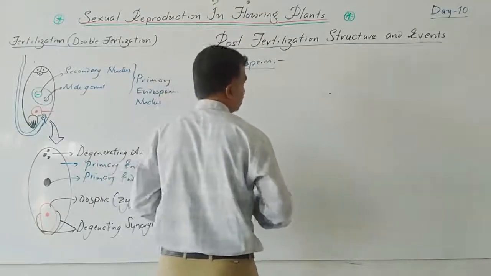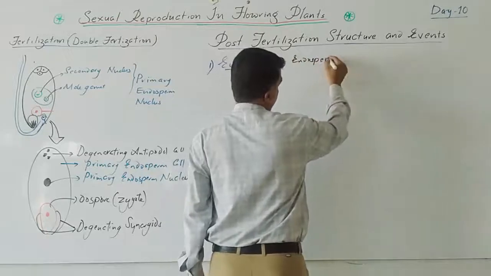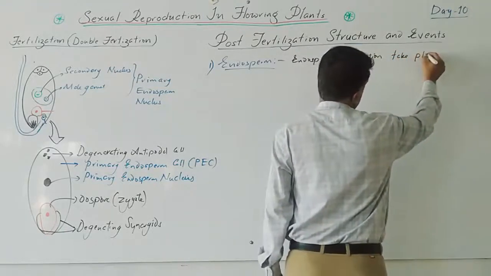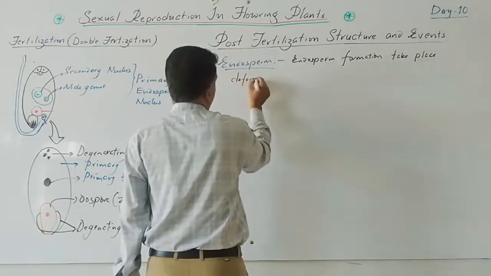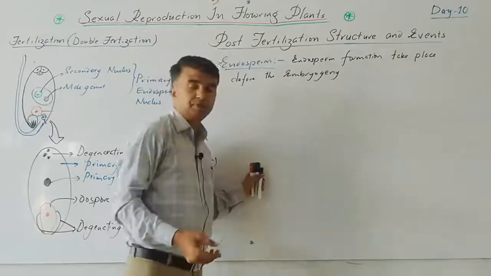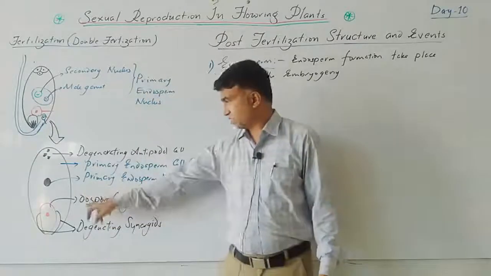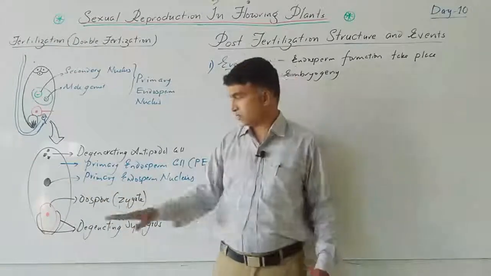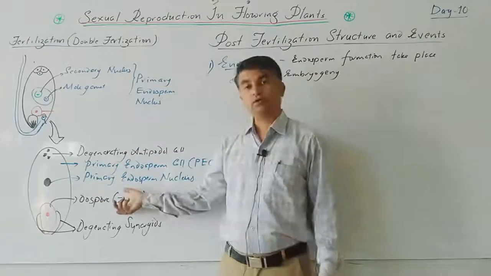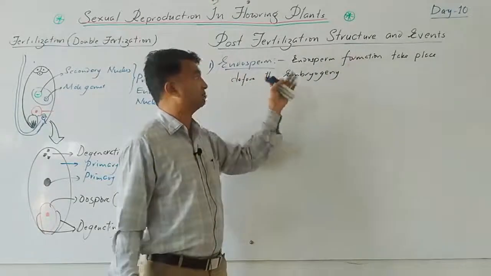Endosperm formation takes place before the embryogeny, or the endosperm formation precedes the zygote's embryogenesis. Before the zygote develops into the embryo, the endosperm will form. Why? Because this endosperm is a nutritive tissue. For the embryo to start developing, food is needed, so food should be in a prepared condition. That's why endosperm formation takes place before the embryogeny.